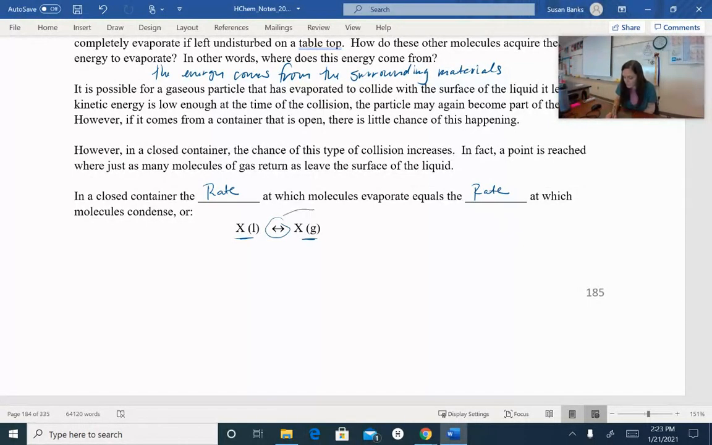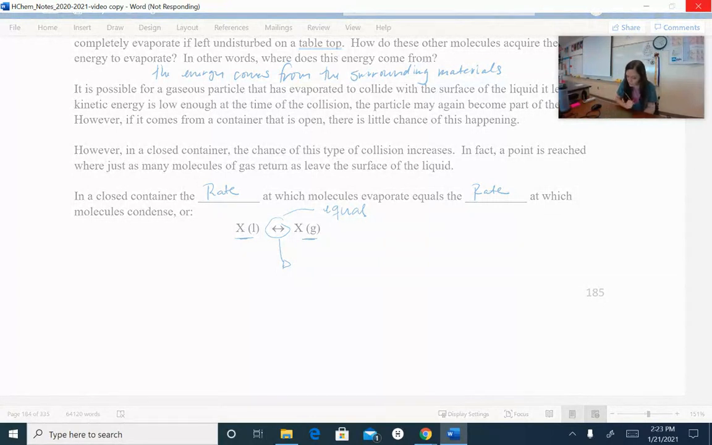If this is equal, okay, we can have an equal reaction going forward and backwards. Okay, this kind of reaction arrow is a reversible reaction. Okay, so we will be using a lot of reversible reactions because honestly, most reactions are reversible. I can go forward and backwards.